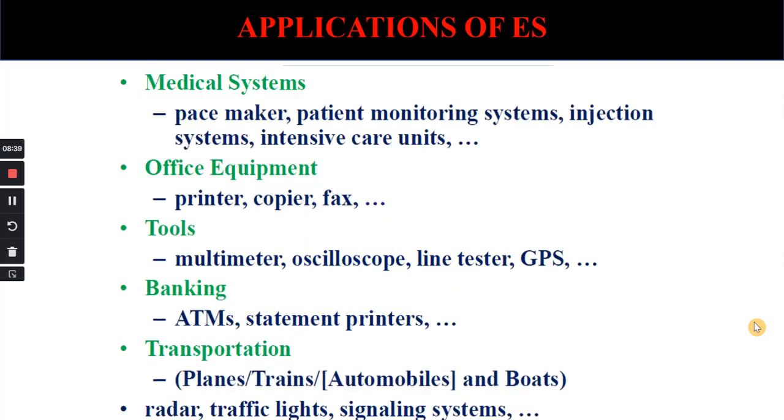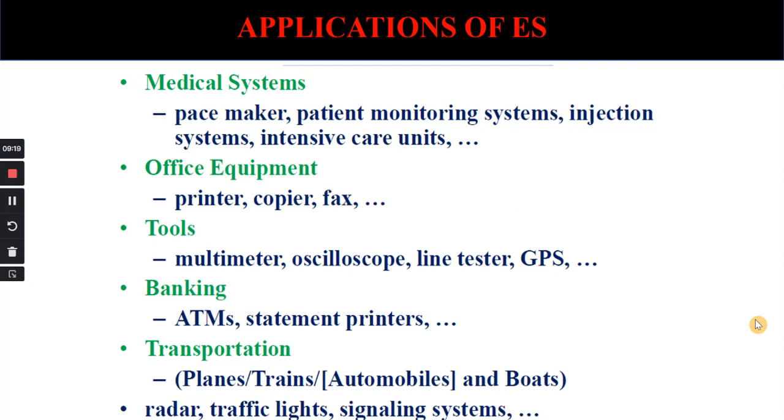Now let's start with applications. What are the applications of embedded systems? There are a lot of applications based on multiple domains, right? So medical system is a domain. In the medical system, we have many embedded devices like pacemakers, patient monitoring systems, injection systems, ICU units, and so on. Everyone knows what a pacemaker is, right? A pacemaker is a device to monitor the heart rate. Like that, we have many examples in the medical system.